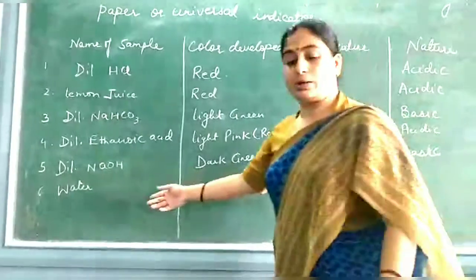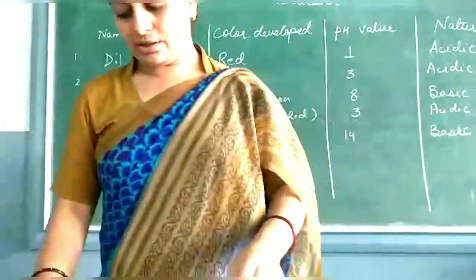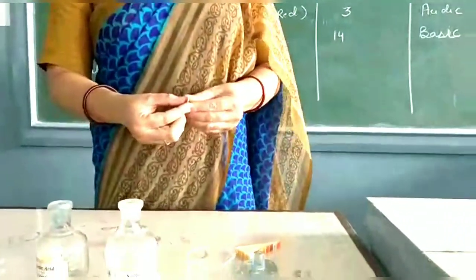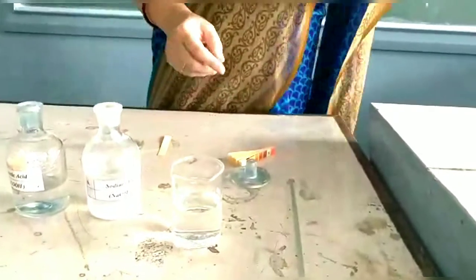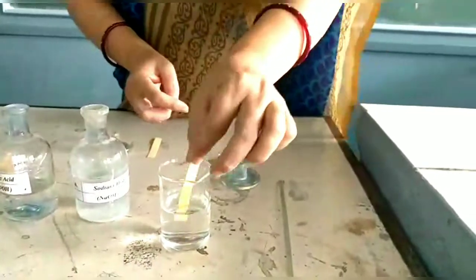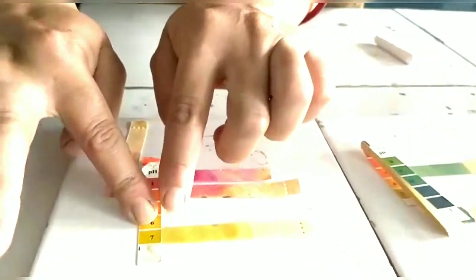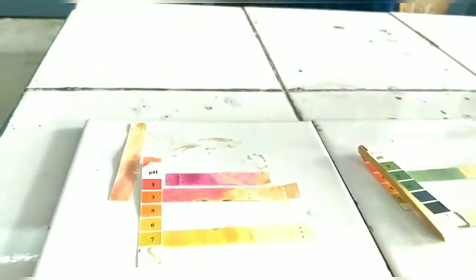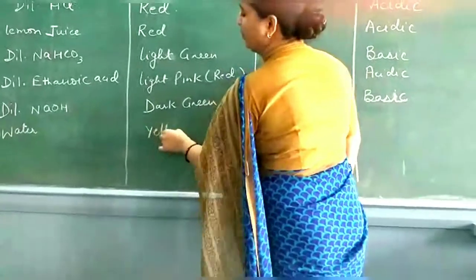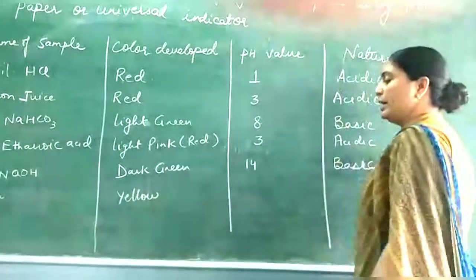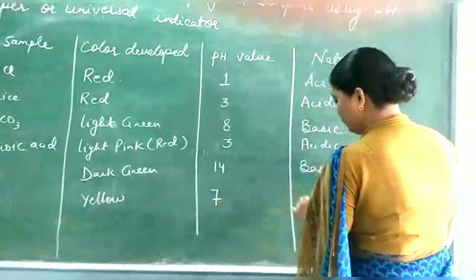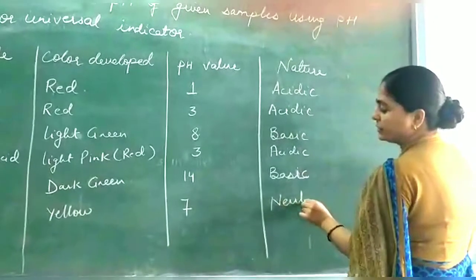And last we'll talk about water. So I'll take again this universal indicator strip, and this is water I'm having, and I'll dip this in water, and if I compare it with this, I found that it is exactly the same as pH 7. So this shows that water is having yellow color on universal indicator and it has pH 7, which shows that it is neutral.